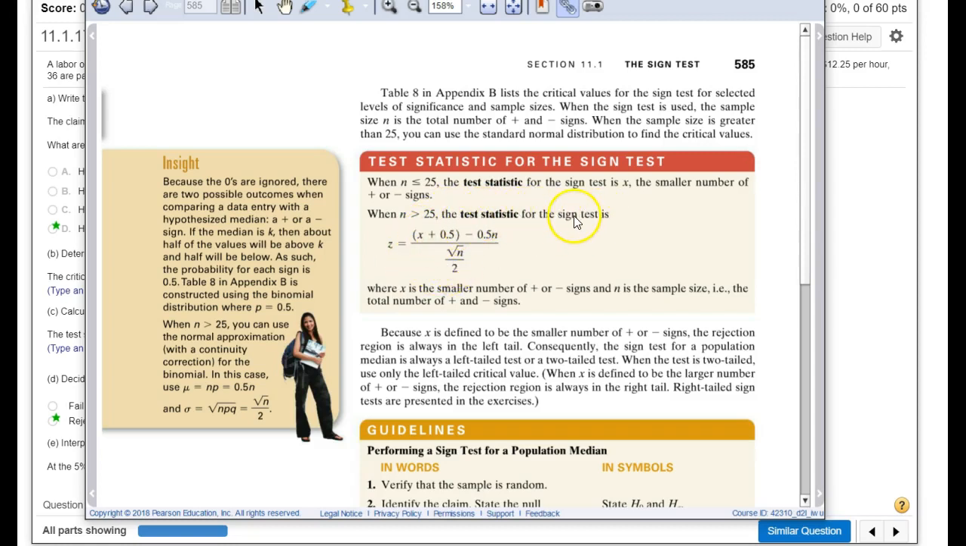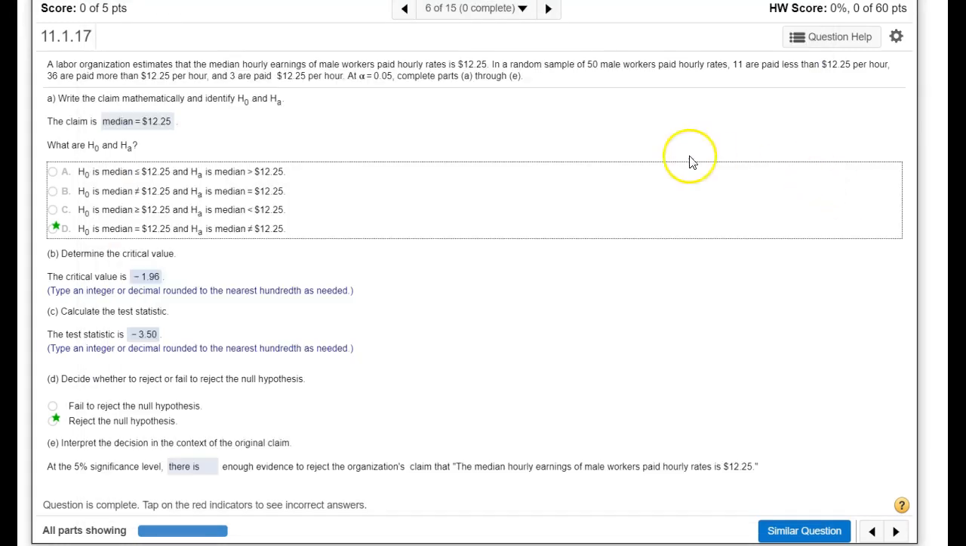And the sign test follows a standard normal distribution. So we're dealing with the normal distribution when we have n greater than 25, and we use this equation. The sample size is defined in an interesting way. We have to do a little bit of preliminary work. It's not that difficult, so we just need to look really quickly to see if we have less than or equal to 25 or greater than 25.